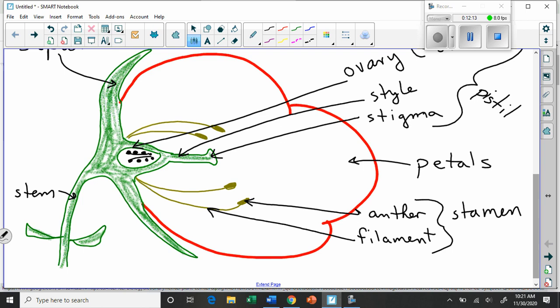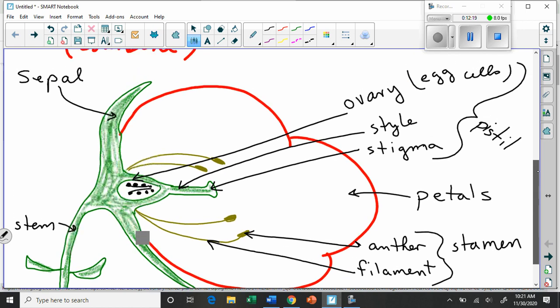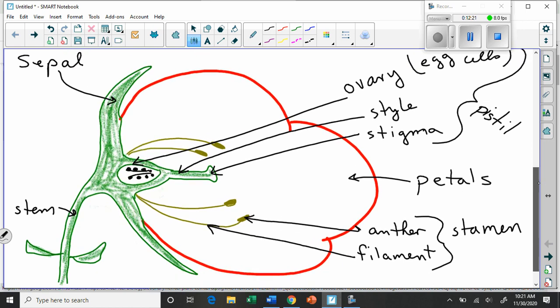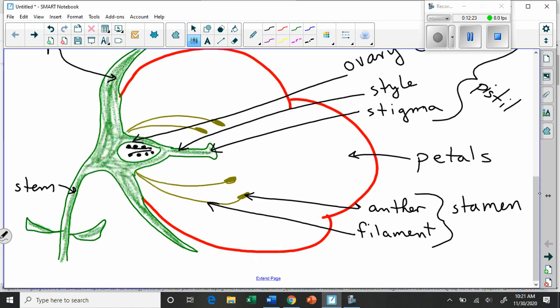Okay, what do these things do? Again, I'll tell you what they do, and you can make a list and write it down. So, flower, the petals. Let's start with the petals. The petals are very colorful. And they have actual patterns of color that humans can't even see, believe it or not.